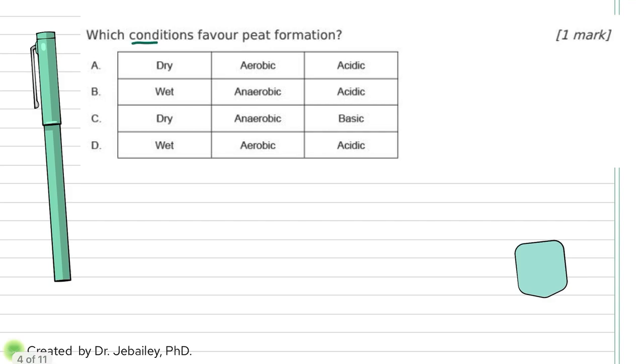Next, what condition favors peat formation? Did you just see it's 3 questions on peat? Because yes, peat is a very common question for 4.3 in multiple choice. So make sure you know it very well.